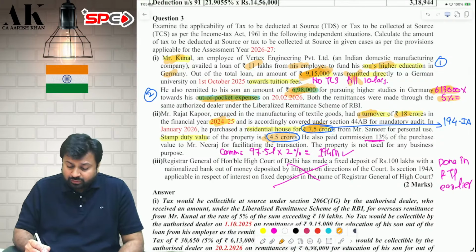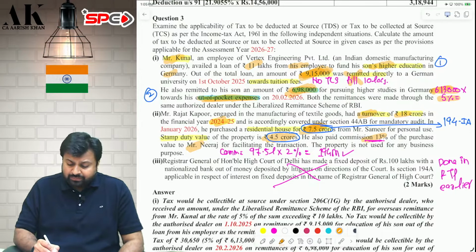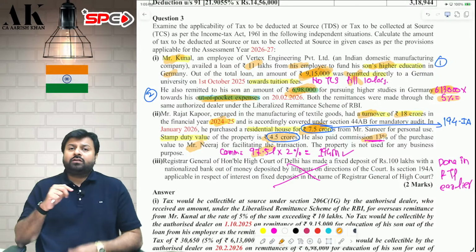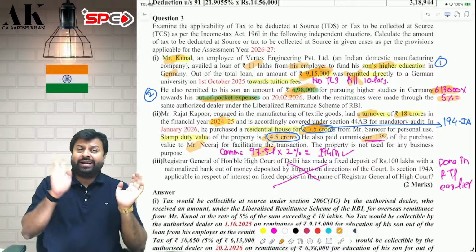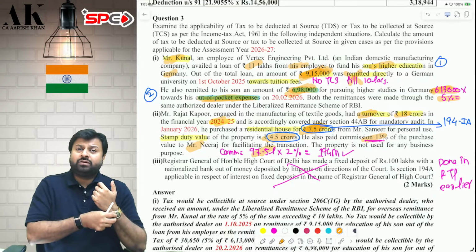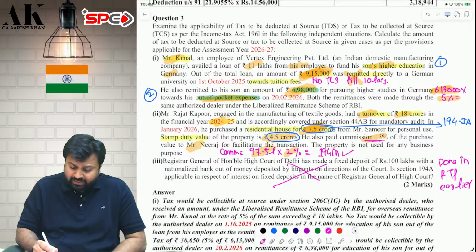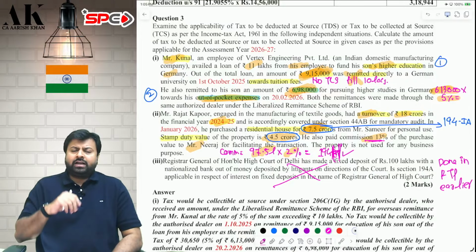Second, Mr. Rajat is also paying 13% commission on purchase of house. So 13% commission on 7.5 crores comes to around 97.5 lakh. Now, last year's turnover of Mr. Rajat is more than 1 crore, yes, and Mr. Rajat is paying commission of 97.5 lakhs. Therefore, Mr. Rajat will be liable to deduct TDS at the rate of 2% under 194H, not under 194M. Sorry, I've wrongly written under 194H, and the answer is 194H only.